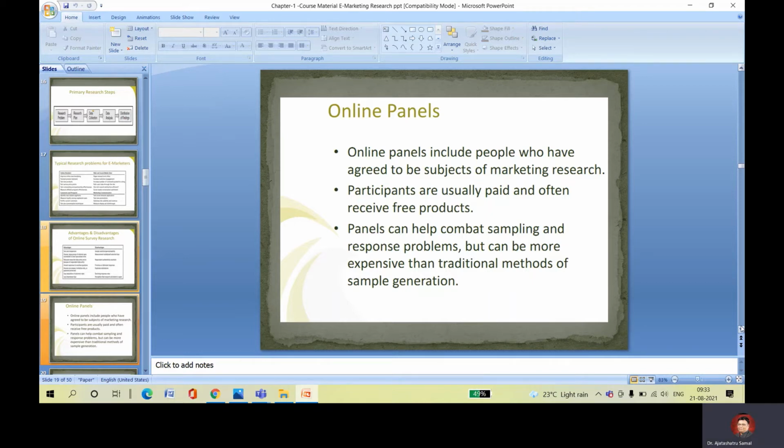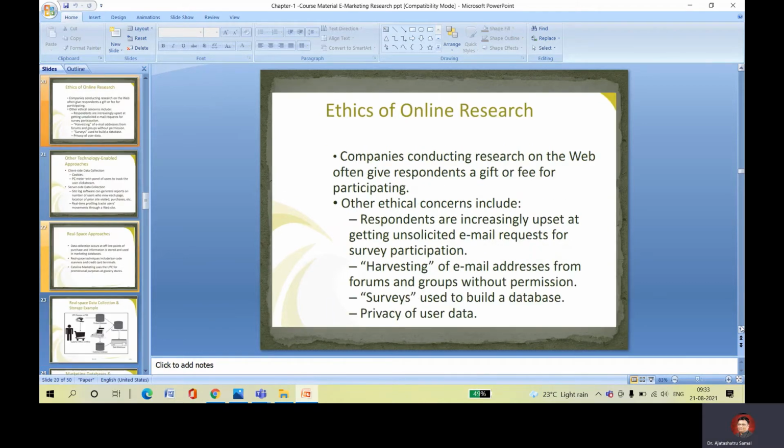Ethics of online research. Companies conducting research on the web give respondents a gift or fees for participating. Other ethical concerns include respondents being increasingly upset at getting unsolicited email requests for survey participation, harvesting of email addresses from forums and groups without permission, surveys used to build a database, and privacy of user data. These are the ethical concerns of online research.